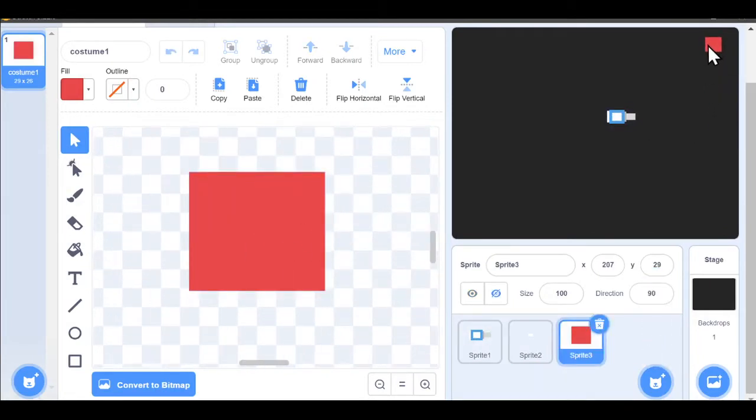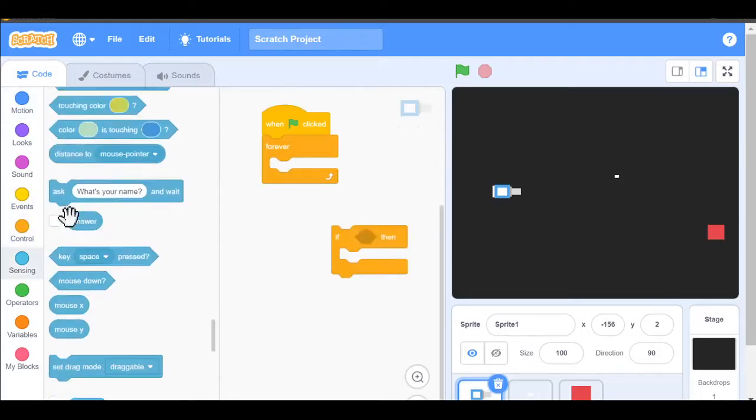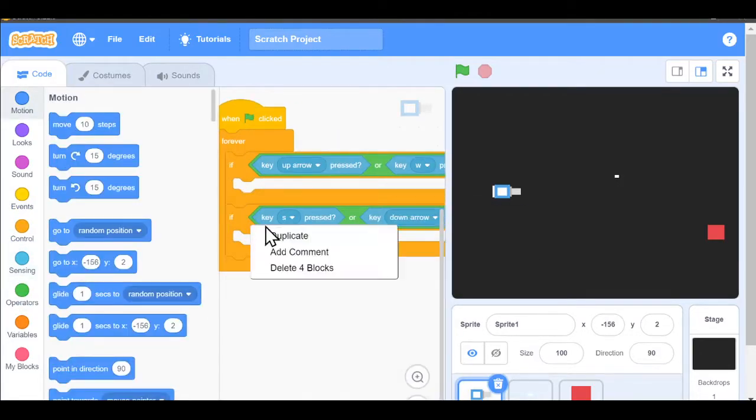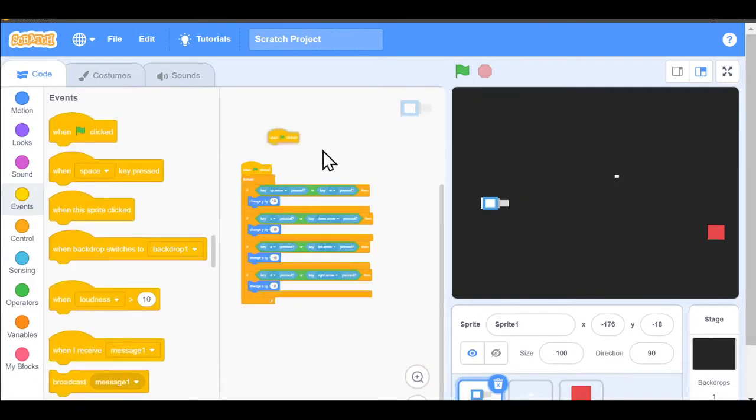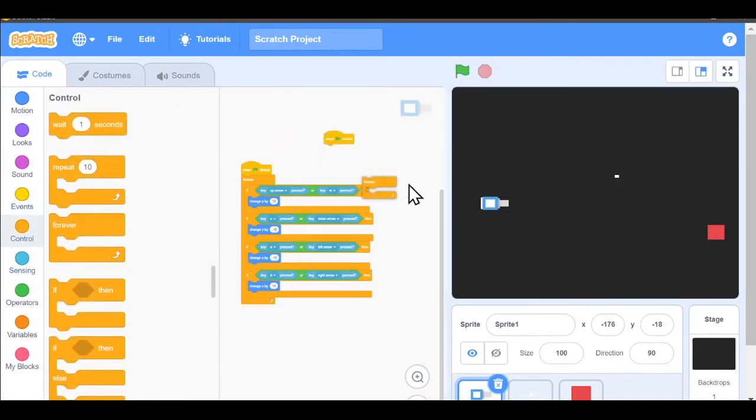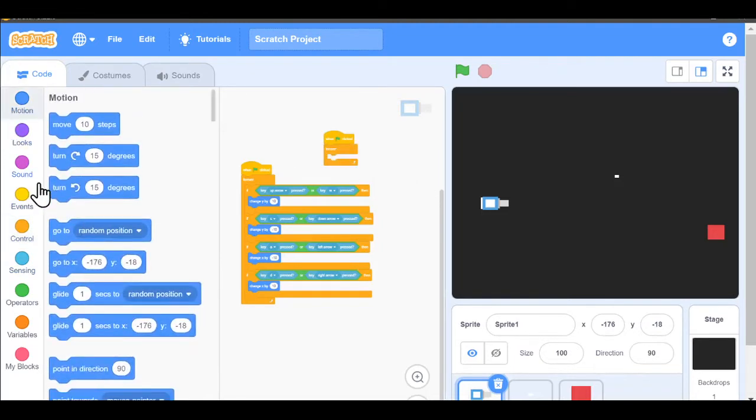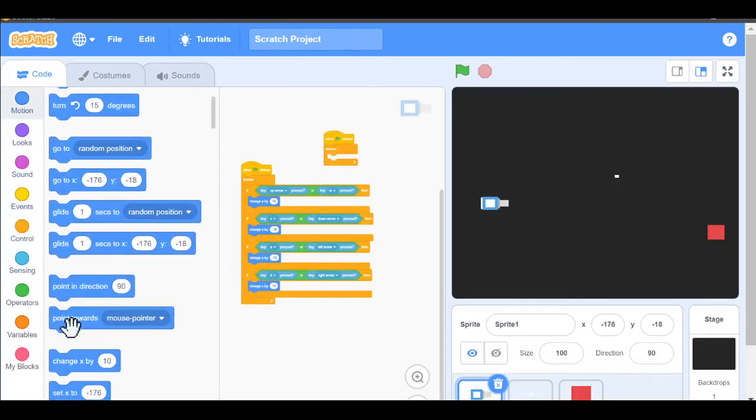Okay, now let's do coding. Okay guys, so I'll be doing the movement. So now we're doing the direction of the player, which will be facing the cursor always.